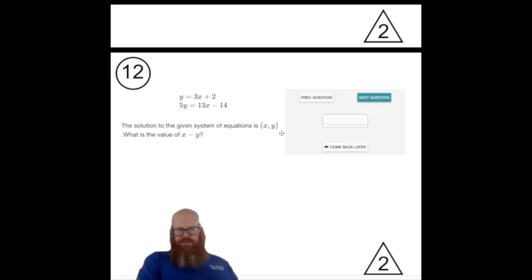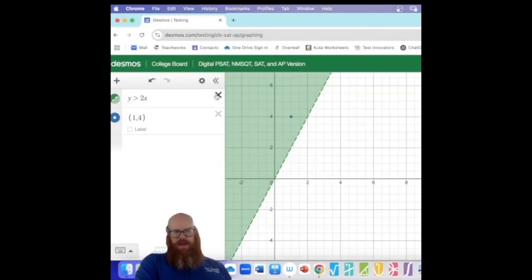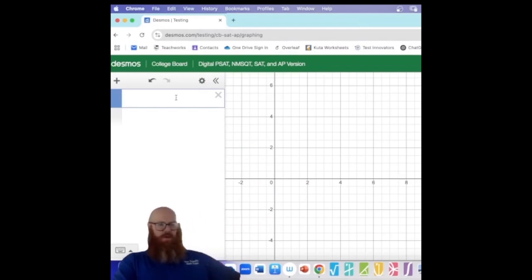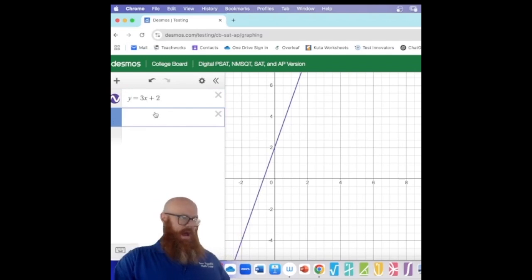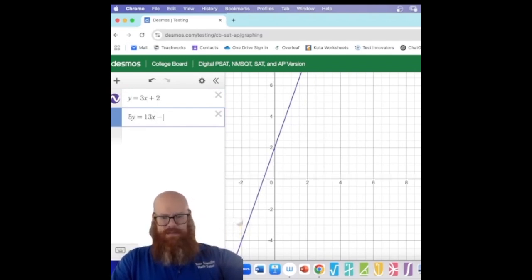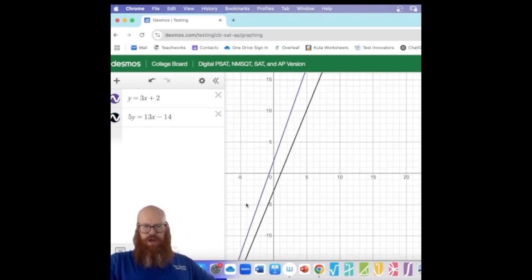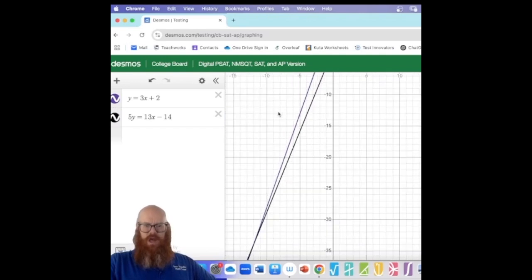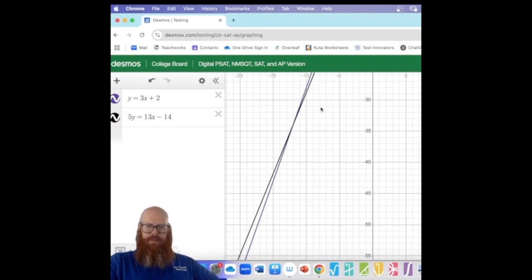So I'm going to hop over to Desmos here, and I am going to throw in y equals 3x plus 2, and then I am going to do 5y equals 13x minus 14, and then we are going to just try to find the intersection. Don't worry about it. You don't really have to zoom in here. Just click on one of the lines, and a point will highlight. And I'll move this up here and do it again.